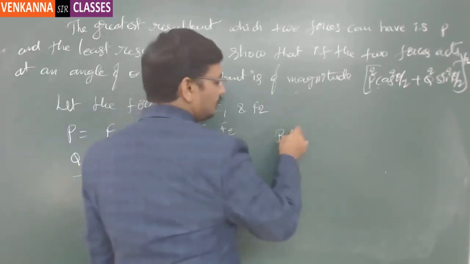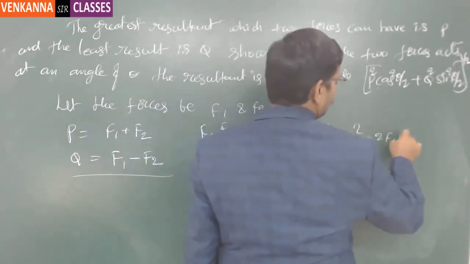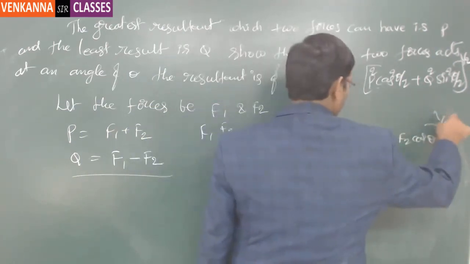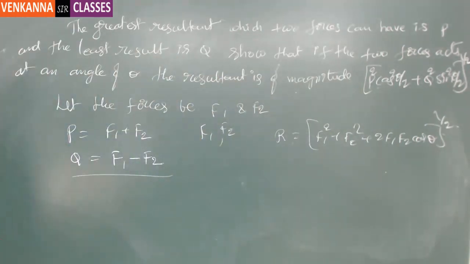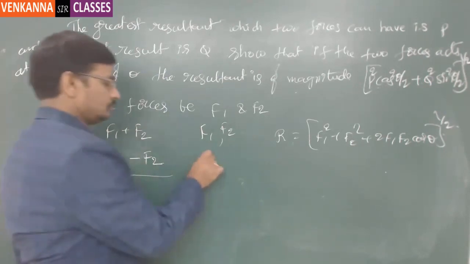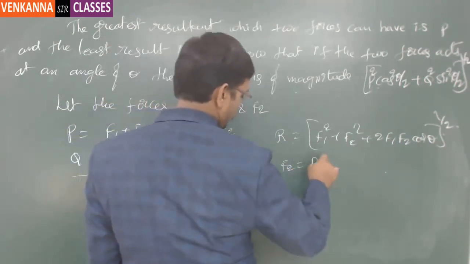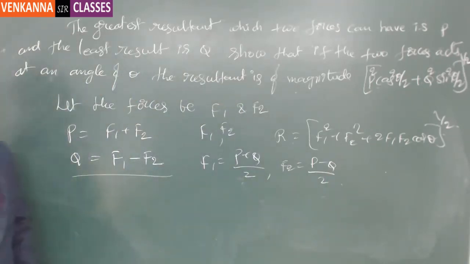Then you can substitute: resultant is equal to √(F1² + F2² + 2 F1 F2 cos theta). So this is how you can find it. You try to prove it on your own now. So F1 is nothing but (P + Q)/2 and F2 is nothing but (P − Q)/2. I hope everybody got the answer for this.